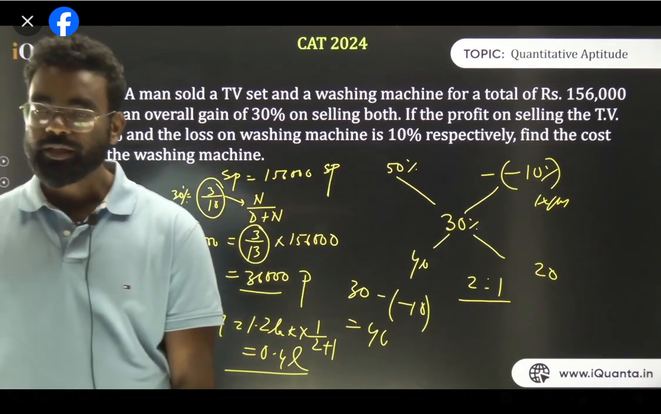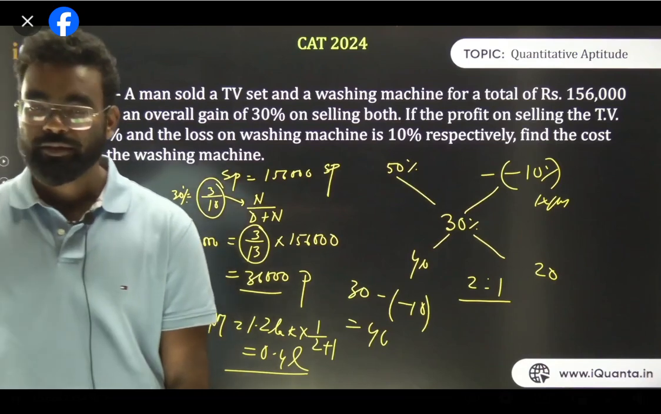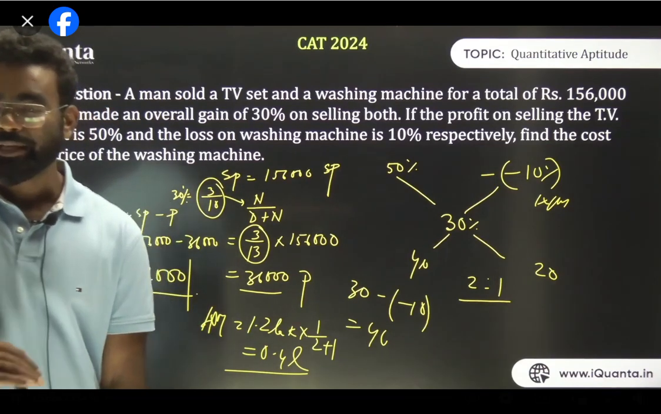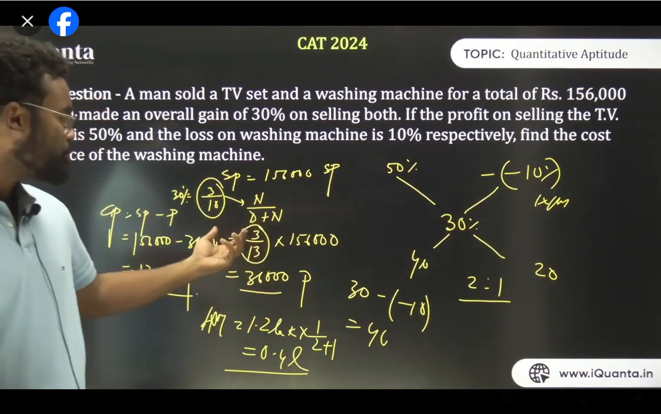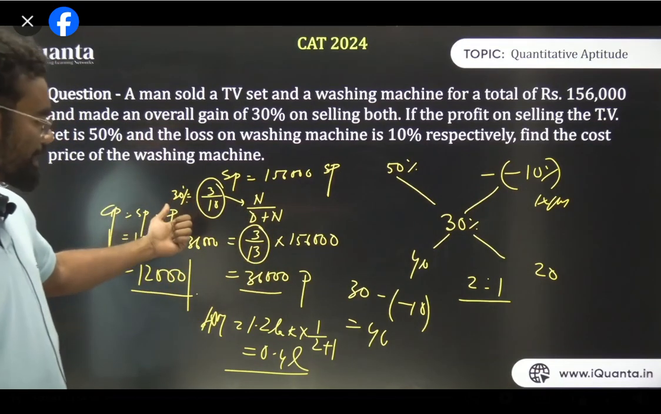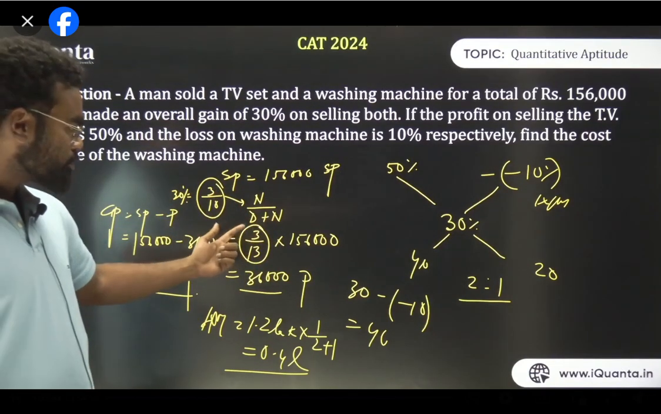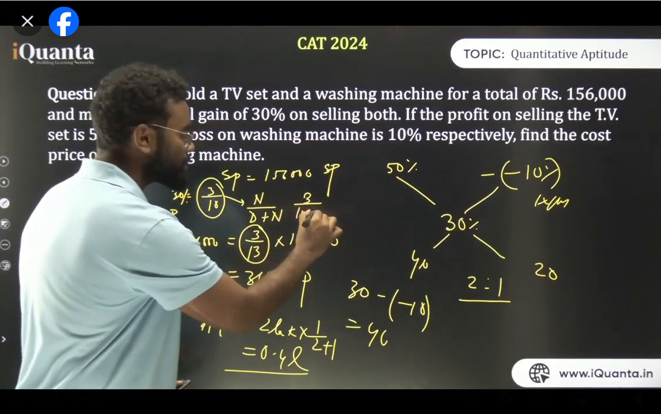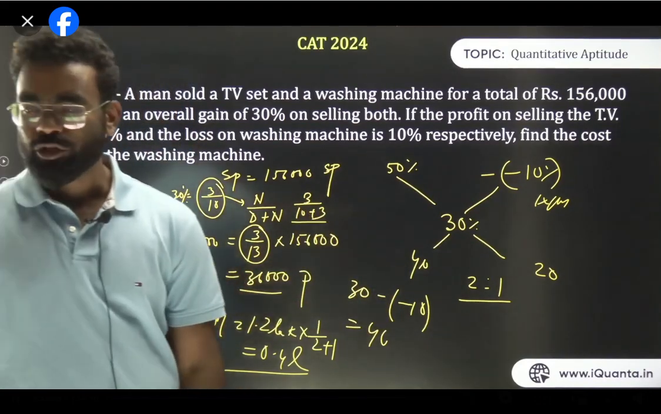Am I clear? All of you guys, is it fine? Is there any problem? After finding the cost, I use the base change method, just change the base to 3 by 13. Because if 30% is on cost price, in selling price it has to be numerator upon denominator plus numerator, so 3 upon 10 plus 3. I'm using the shortcut.